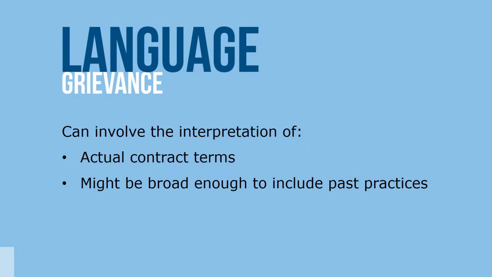The first type of grievance is commonly referred to as a union contract language or language type of grievance. Again, depending upon the language in the union contract, this type of grievance can involve the interpretation of actual contract terms and may be broad enough to include grievances under past practice claims.